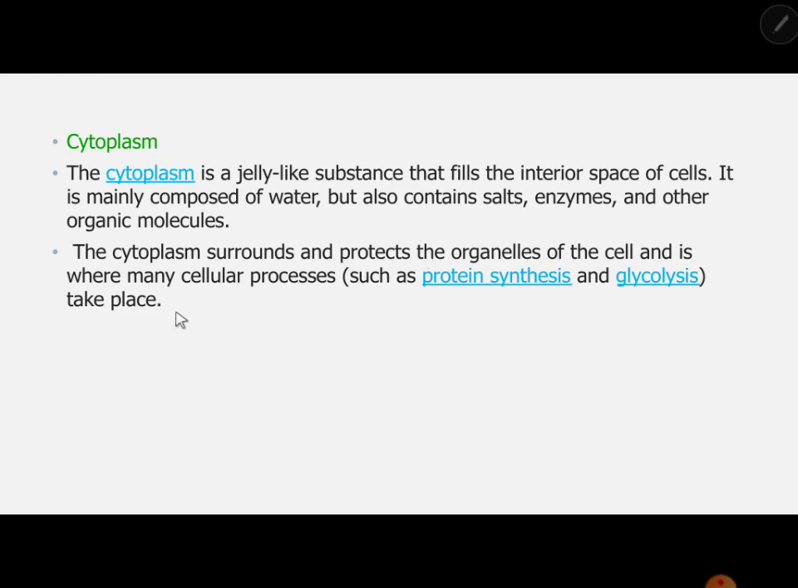The cytoplasm. The cytoplasm is a jelly-like substance that fills the interior space of a cell. It contains a substance known as cytosol that looks like water and contains many chemicals such as salts, enzymes, and other organic molecules. The cytoplasm surrounds and protects the organelles of the cell and is where many cellular processes such as photosynthesis and glycolysis take place.